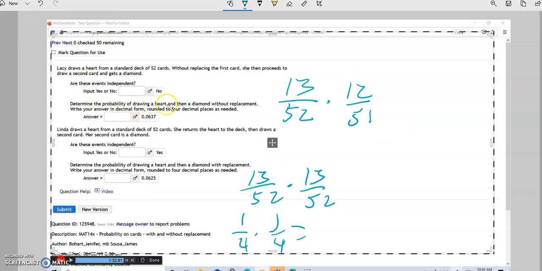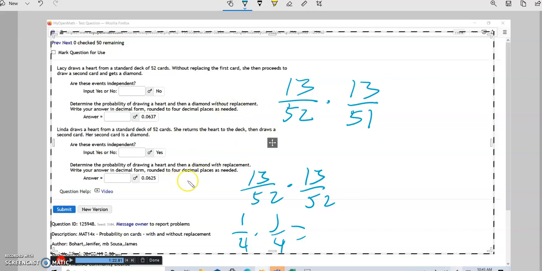Okay, the probability of drawing a heart then a diamond without replacement. Well, 13 out of 52 is the probability of a heart, and so that card stays out. So the next would be, wait, that's wrong. Okay, I had this wrong the first time. So 13 out of 52 that I draw a heart, and it's not replaced, so there's still 13 diamonds left, but there's only 51 cards left in the deck because I did not replace it.